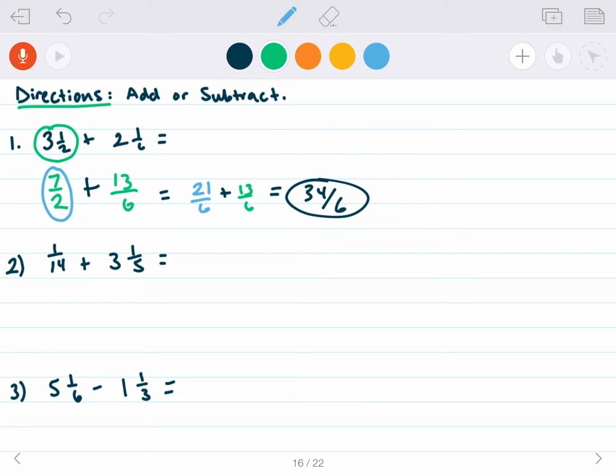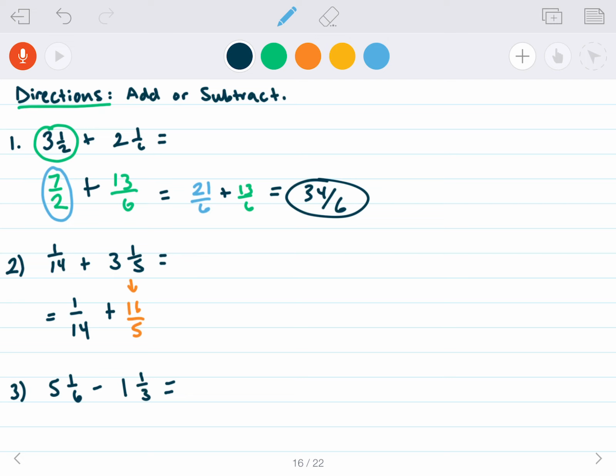All right, now we have a proper fraction, no big deal there. And then this is a mixed number, so we can change that guy. So 3 and a 5th. 3 times 5 is 15, plus 1 is 16. So this is secretly 16/5 plus a 14th. So this is our problem. We have 1/14 plus 16/5.